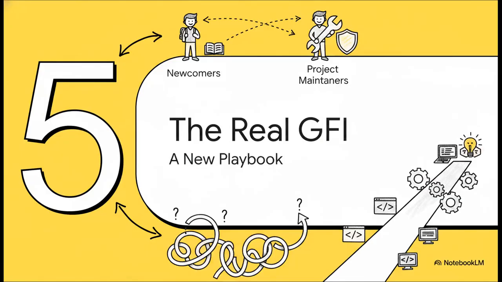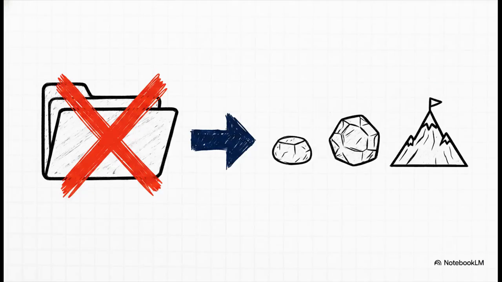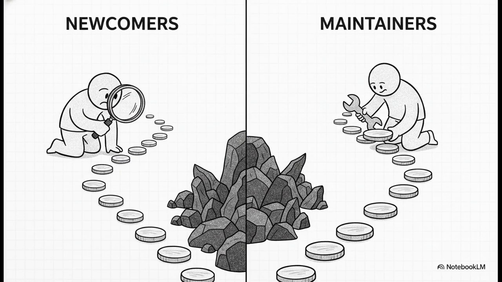This discovery basically gives us a whole new playbook. It's a much smarter way for both newcomers and the people running projects to think about how to get started. If you take just one thing away from this whole explainer, let it be this. A great first issue isn't defined by its subject. It's defined by its complexity, its scope, and how clear the instructions are. It's about how hard it is, not what it is. So, what does this mean for you?